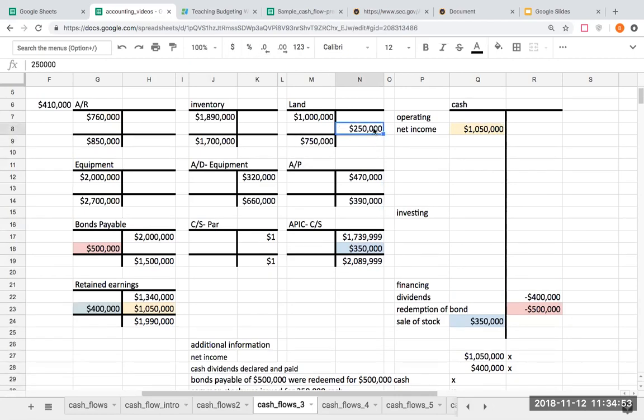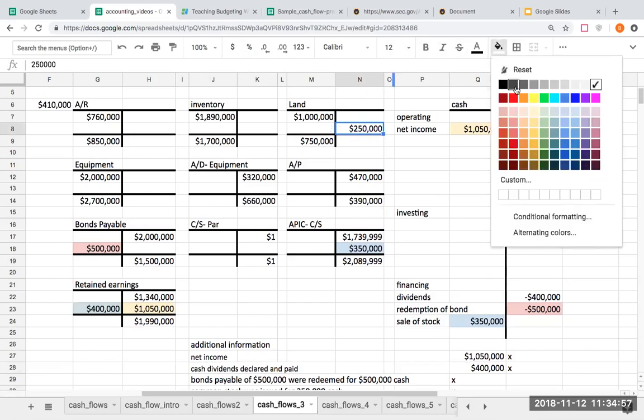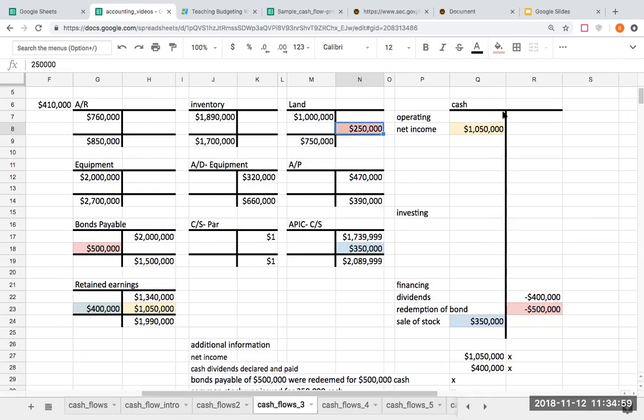So where does land go? I have to do essentially the opposite to cash. So where am I going to put this $250,000? When it comes to the purchase or the sale of property, plant, and equipment, including land, that is going to be showing up as an investing activity. So here, this is going to be a sale of land, and this is going to be the opposite to cash, or a debit here of $250,000.